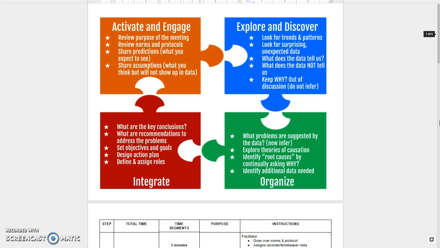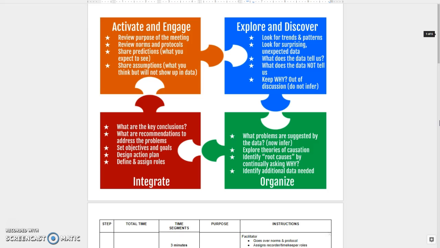First of all, it's activate and engage. This is the beginning of the meeting. We want to review the purpose of the meeting, the norms and protocols, just as a reminder of how we want this meeting to go so that everything goes efficiently and just on time so that we can get done what we want.